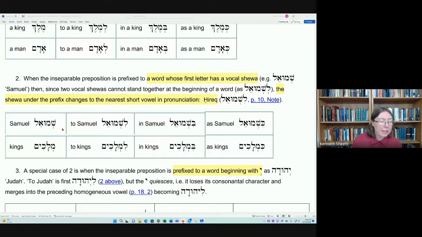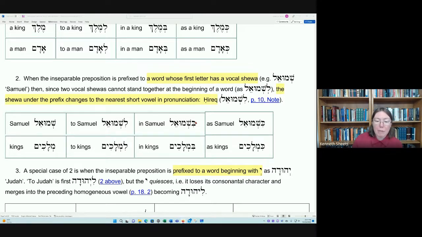So thus, for instance, if we take the word Shemuel, you can see it has a simple vocal schwa underneath the shin there. So Shemuel, Samuel. But if I wanted to say to Samuel, I would put the lamed preposition on the front of it, but where we would have had that simple vocal schwa underneath the lamed, that schwa has changed to a hiriq under the influence of the second schwa. So thus I have lishmuel here.